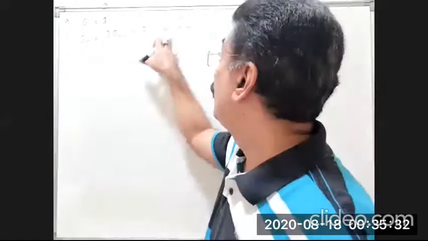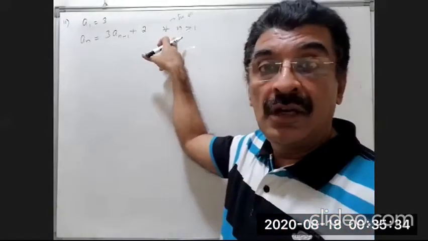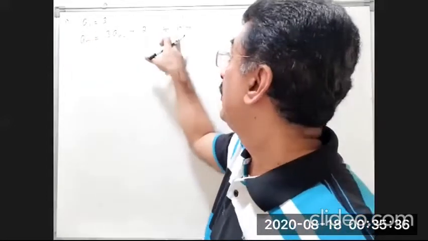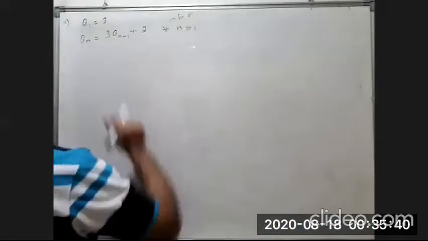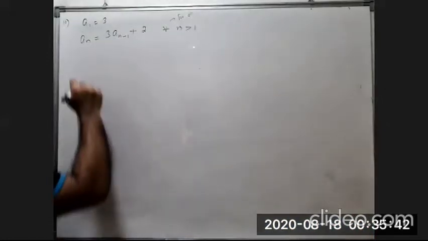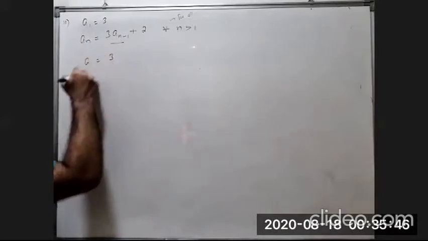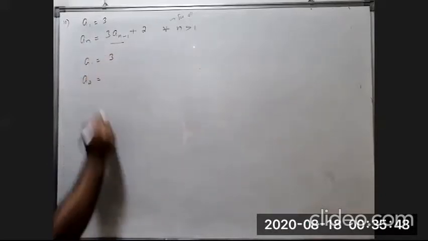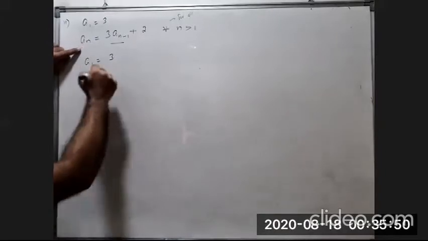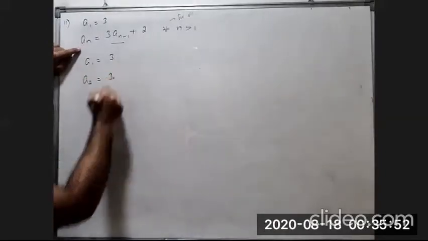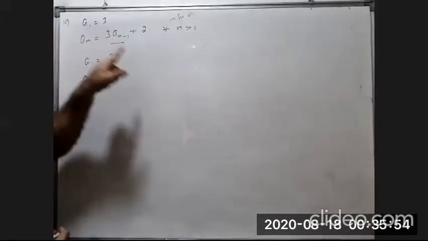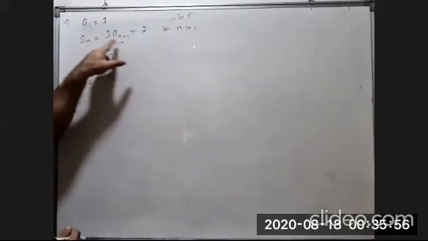That means, for all n greater than 1, from the second term onwards. The question is to write the first 5 terms. So a_1 is 3. a_2, by this definition, 3 times a_(n-1), the previous term.